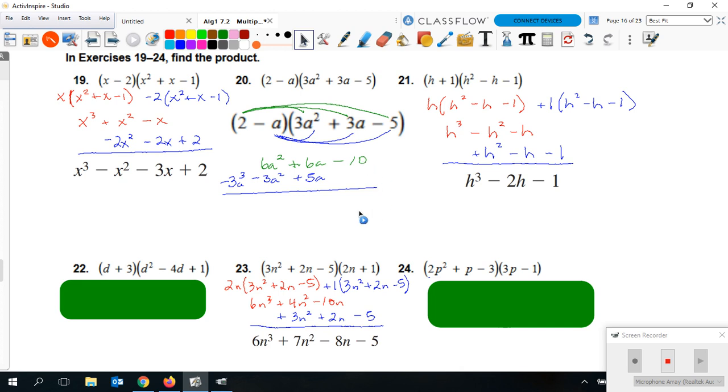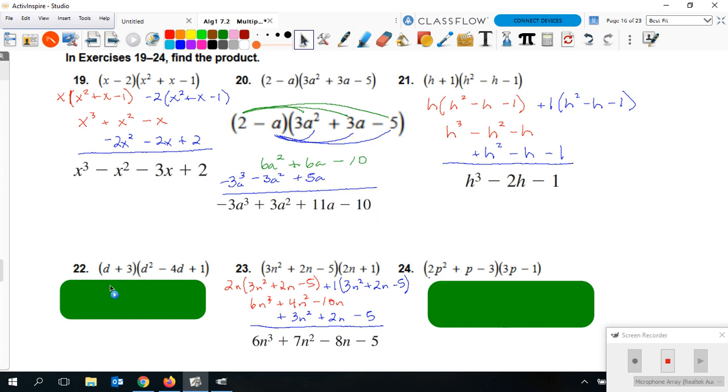Combine here, so you're subtracting on these ones and you're adding on these ones to get your answer. Negative 3a to the third power plus 3a squared. That's taking 3 away from 6 here to get a positive 3. 6 and 5 make 11, so plus 11a, and then the minus 10 goes in the back.